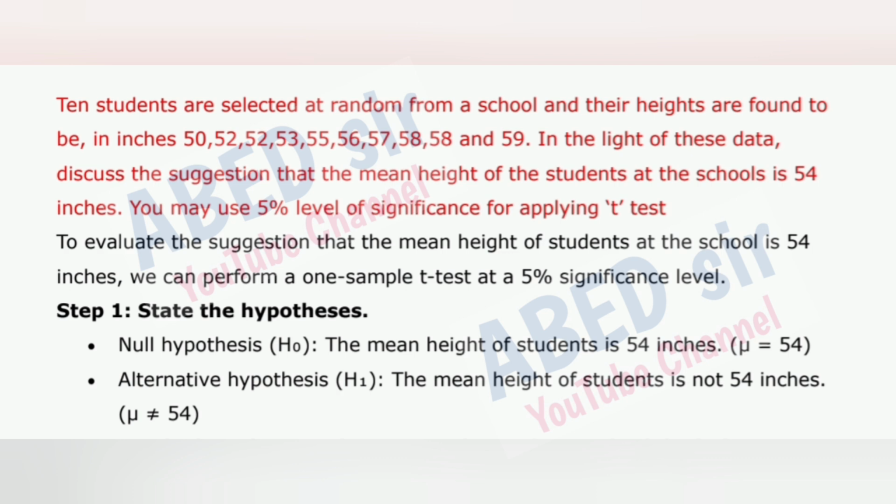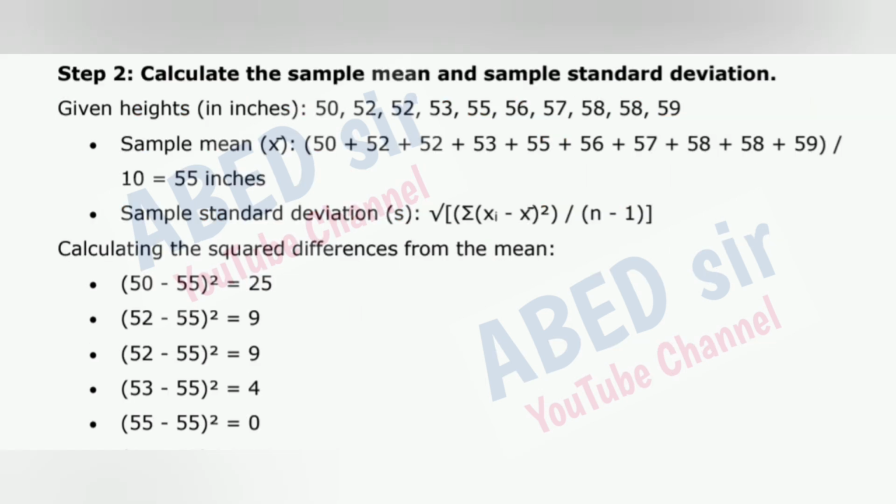Step 1. State the hypotheses. Null hypothesis, H0: the mean height of students is 54 inches, mu is equal to 54. Alternative hypothesis, H1: the mean height of students is not 54 inches, mu is not equal to 54. Step 2. Calculate the sample mean and sample standard deviation. Given heights in inches 50, 52, 52, 53, 55, 56, 57, 58, 58, 59. Sample mean, x-bar, is 55 inches.